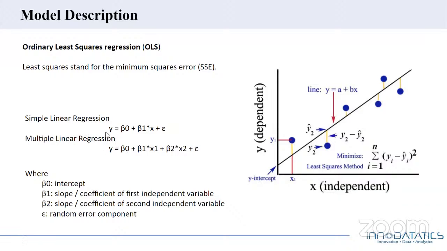In simple linear regression, y is equal to beta naught plus beta 1 into x plus epsilon. For multiple linear regression, y is equal to beta naught plus beta 1 into x1 plus beta 2 into x2 plus epsilon, where beta naught is the intercept, beta 1 is the slope or coefficient of the first independent variable, beta 2 is the slope or coefficient of the second independent variable, and epsilon is the random error component. In our project, we have taken x1 as selling price and x2 as the unit cost, which I will be explaining in the coming slides.